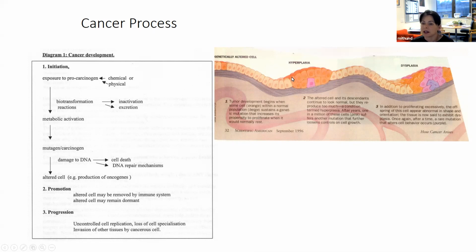And after, could be years, it depends on what the cancer is, could be a long period of time, one of these hyperplastic cells will acquire another mutation, and then a further mutation again. Each mutation gives this population of cells an advantage in growth over its neighbors. And then you end up getting dysplasia. When you've got dysplasia, the cells will start to appear abnormal. The tissue looks different. It doesn't look like how it should. The shape and orientation of the cell is wrong. And again, more mutations can occur and enable this population of cells to grow rapidly, mutate, and acquire other characteristics.